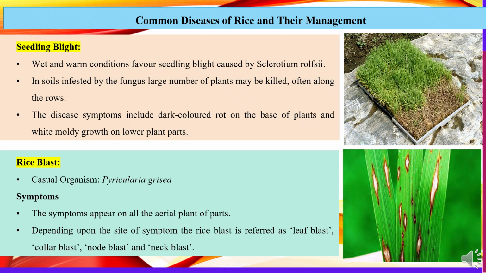Common diseases of rice and their management. 1. Seedling blight. Causal organism, Sclerotium rolfsii. Favorable conditions. Warm and wet soil conditions promote the development of the disease. Symptoms. Dark-colored rot at the base of seedlings. White, cottony mold growth on the lower parts of plants. In heavily infested soils, large numbers of seedlings may die, often in distinct rows.